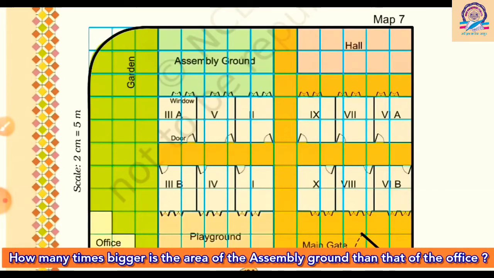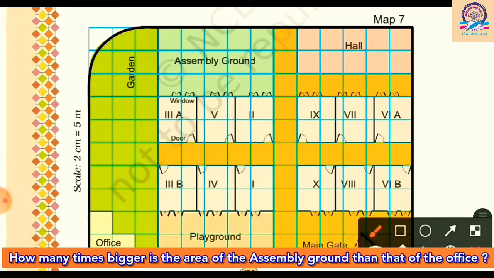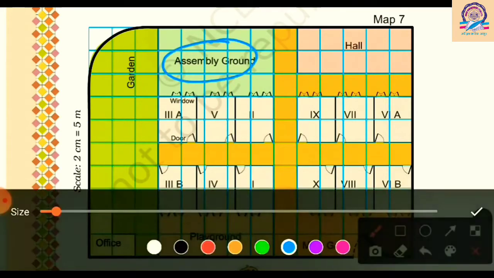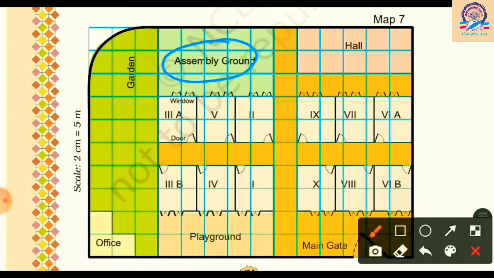Now the first question related to this is, how many times bigger is the area of the assembly ground than that of the office? So first we have to locate the assembly ground and office in the map. So here it is, the assembly ground. As you can see I have circled it, and at the bottom here is the office. Here, as you can see, the office consists of 3 complete squares, and now we have to compare it with the assembly ground. So for that we have to calculate the complete squares of the assembly ground.